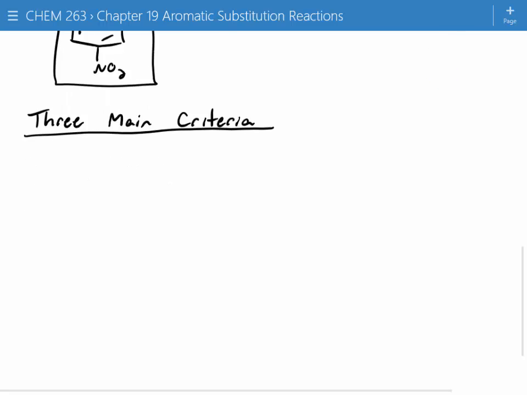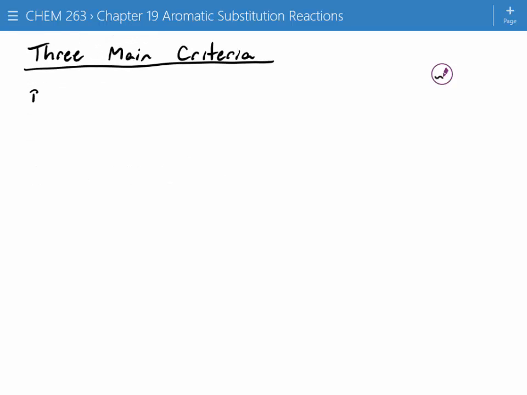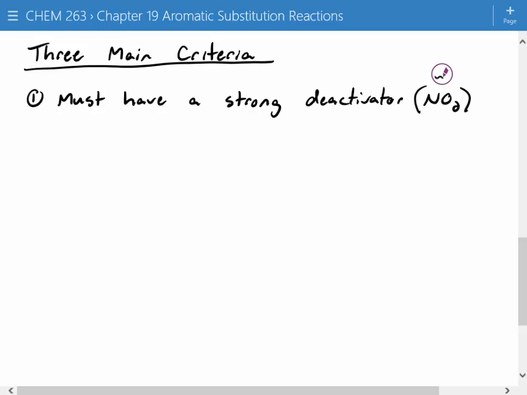So 3 main criteria to consider. The first one is you must have a strong deactivator. Typically what you see is a nitro group because those are very, very strongly electron withdrawing. If you don't have a strong deactivator, you're not going to be able to stabilize the negative charge on the ring.